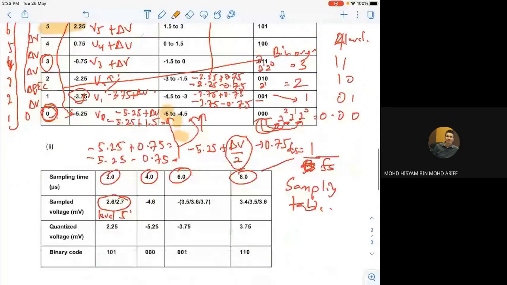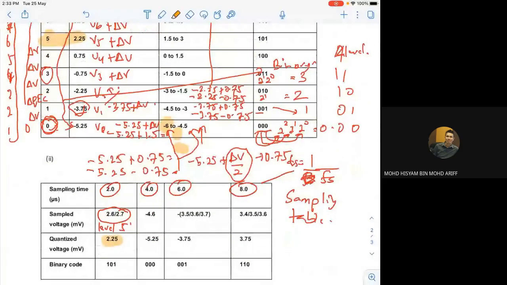Now, the binary code. That's why I'm telling you: why we need to build the level, because at every 2 microseconds the voltage changes, and the binary code changes too. The quantized value is 2.25, we already know. What is the binary code? Level 5, what is the binary code? 101. So you take 101. Clear?